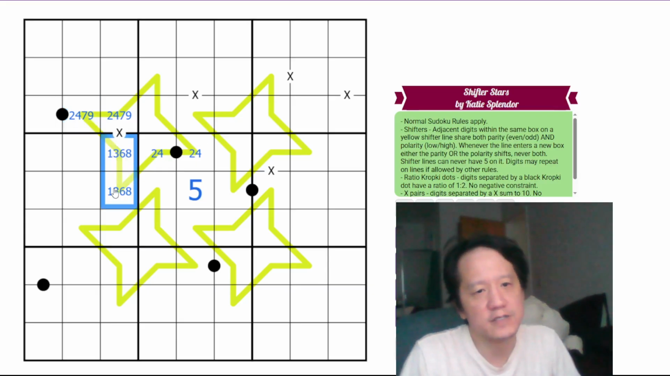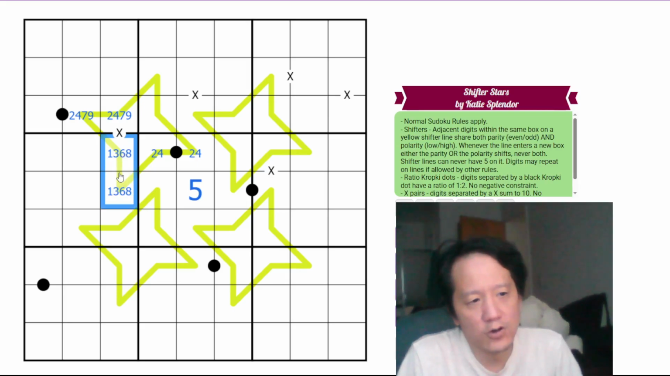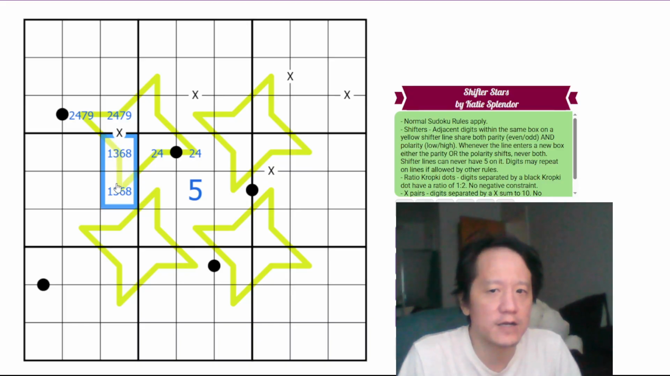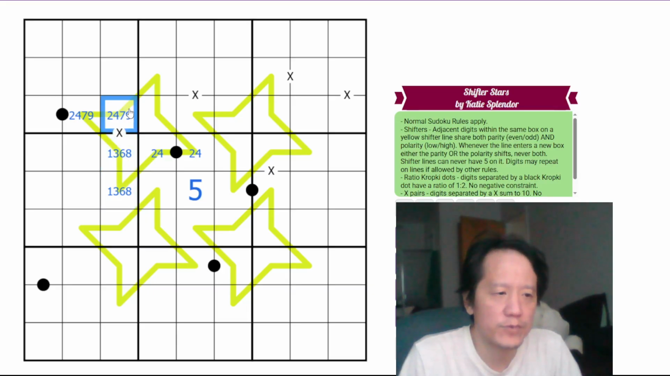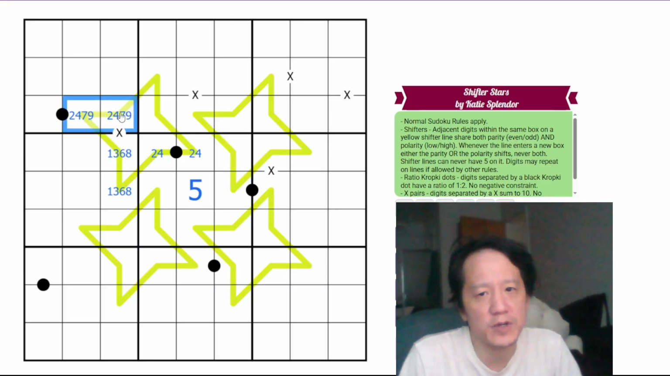Because, again, it has to be either low polarity and an odd parity, or it's high polarity and even parity. This would then change to a high polarity and an odd parity, or it would shift to a low polarity and even parity.